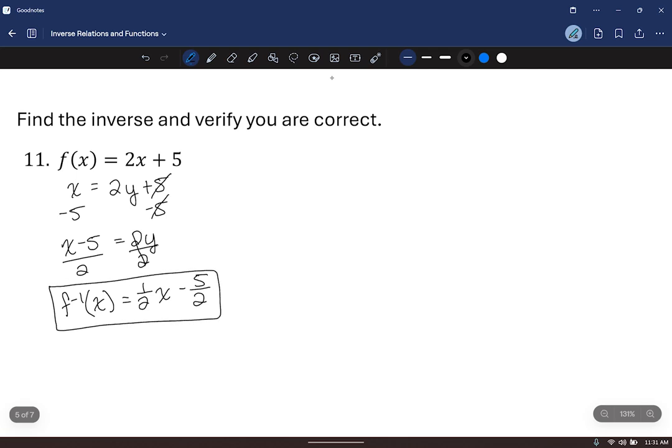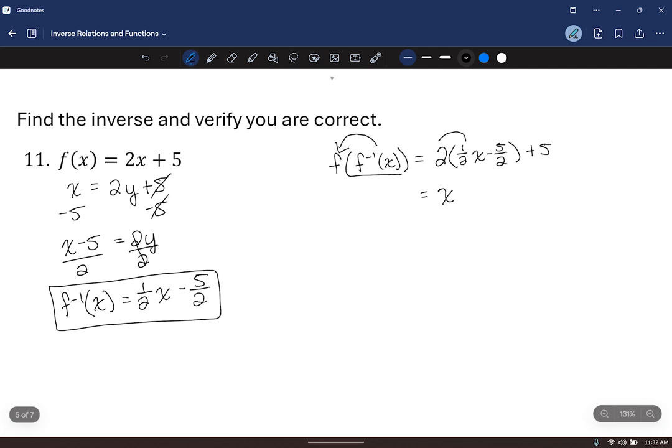Now we're going to verify algebraically that this is actually correct. So we're going to take and do f of f inverse of x. So we're going to take our inverse and plug it into our original. So our original is 2, and then put a parenthesis where x is plus 5. And in its place, we're going to put 1/2 x minus 5/2. And then you're going to simplify. 2 times 1/2 x is x.